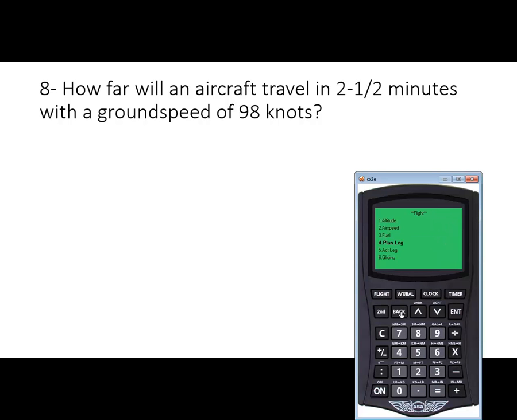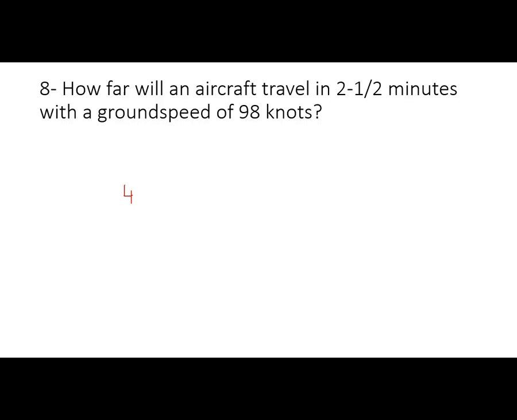This question, you go into a different menu this time. You're going to go into your actual leg menu, and on this one, you're going to find out distance flown. So they told us we're traveling for 2.5 minutes, and we have a ground speed of 98 knots. So that gives us a distance flown of 4.1 nautical miles. That's a pretty quick question.